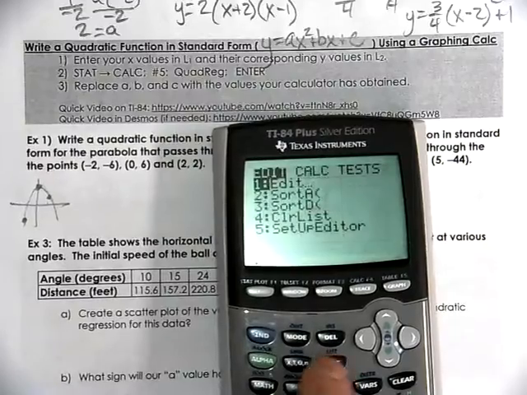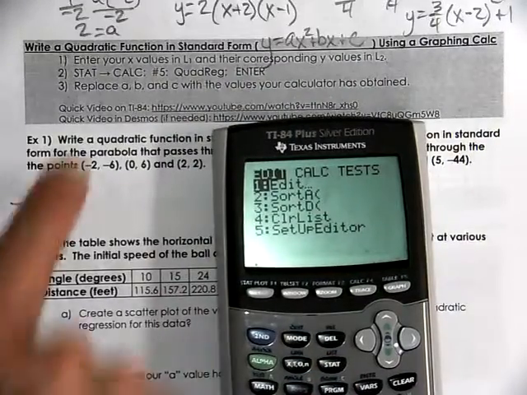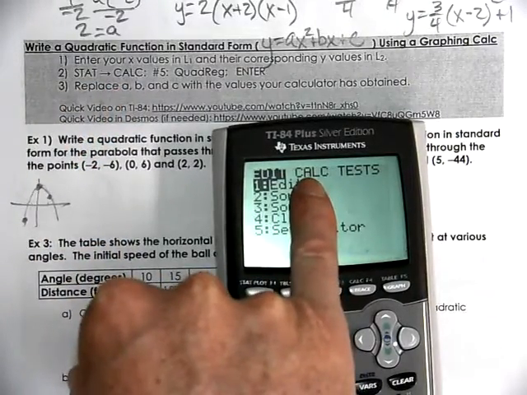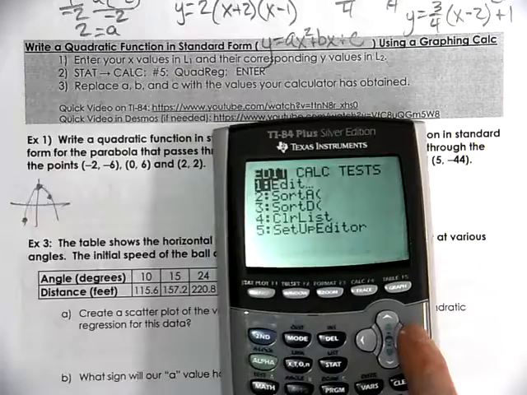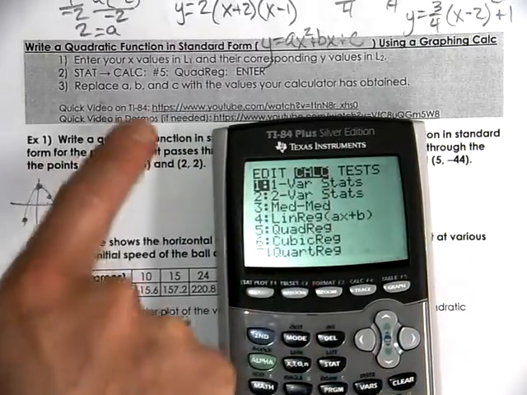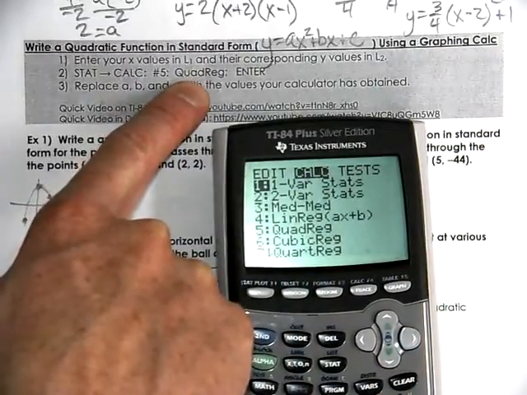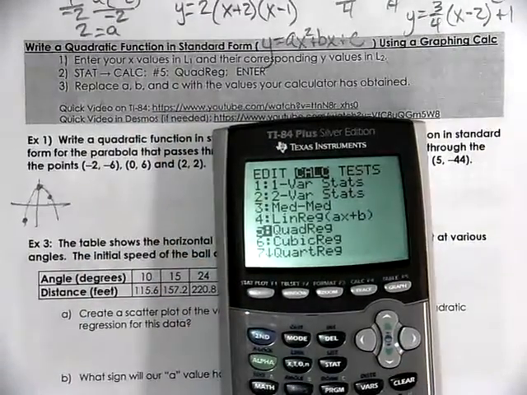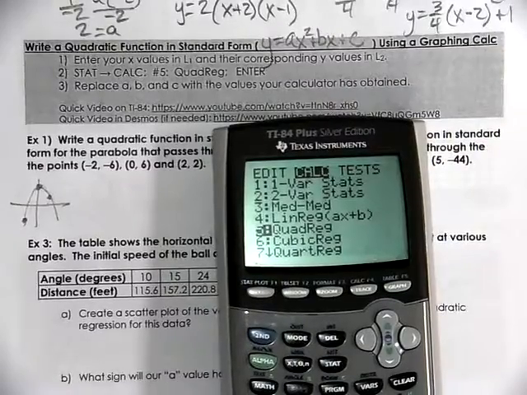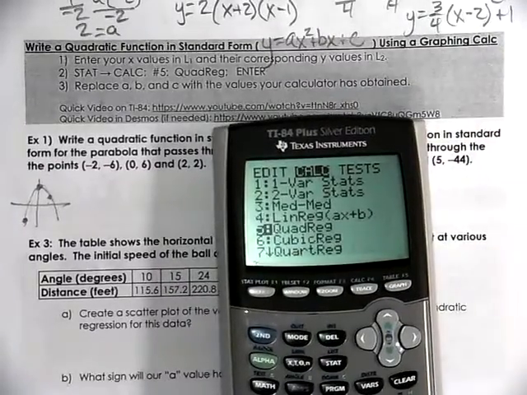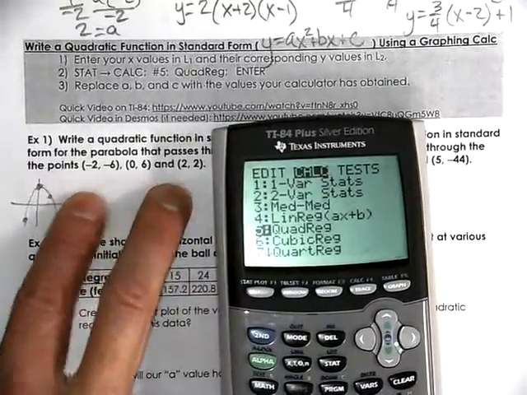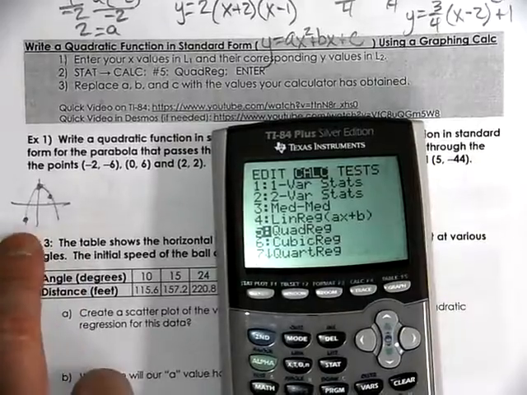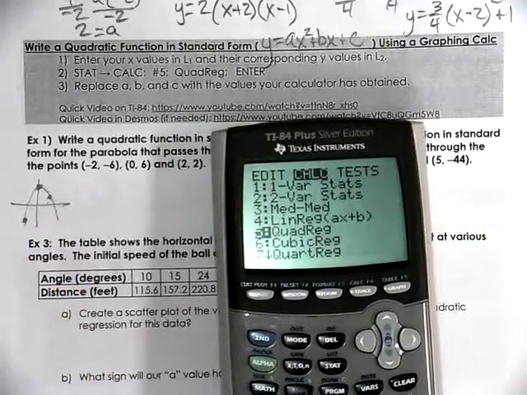We're going to go back to stat. Now I'm going to arrow over to calc. There's the calc. I use my arrow button and go over to calc. I'm going to go down to number 5, which is quadratic regression. Quadratic regression. This is making an equation given data. Here's your data. What's the equation that's going to go through that? There's only one parabola that can go through those 3 points.